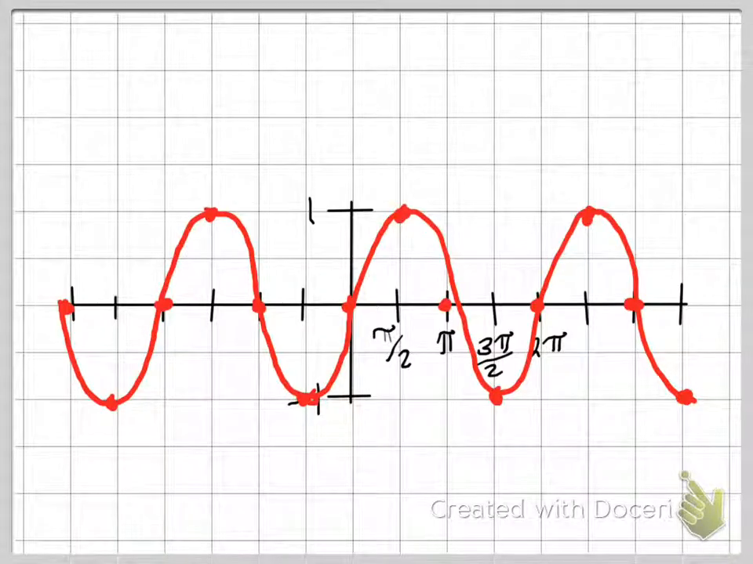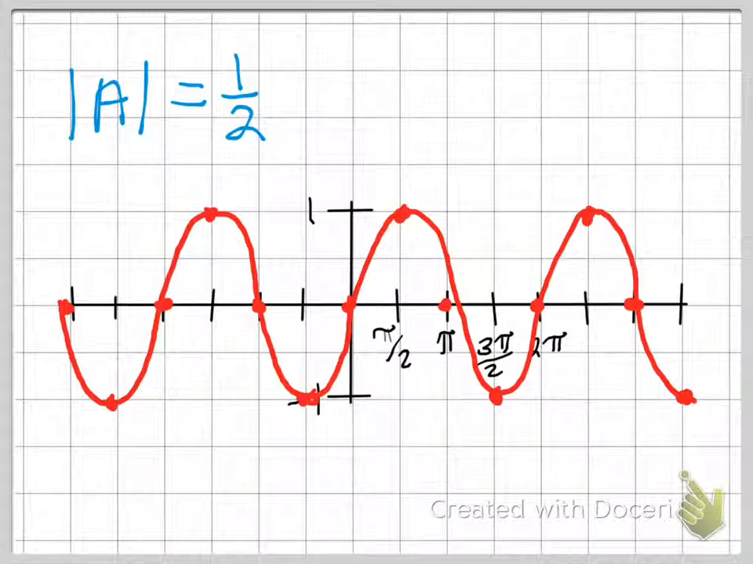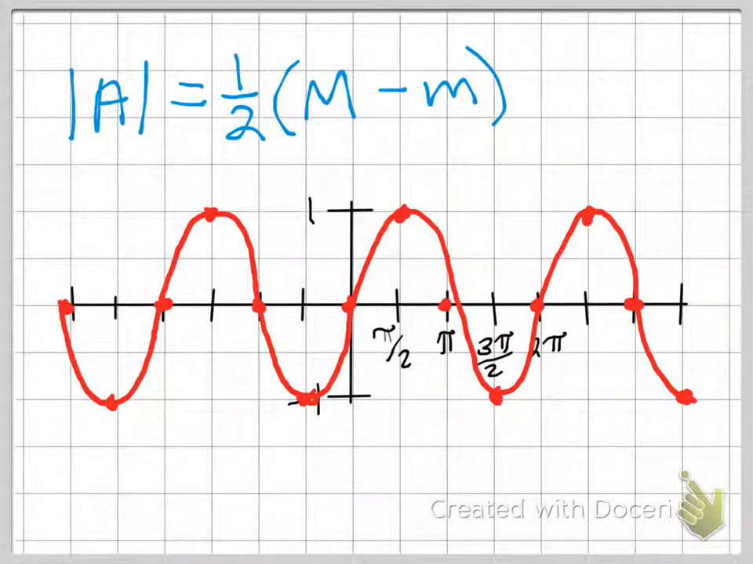So let's get started. I've already plotted sine of x, and I want to talk about amplitude. We find the graph's amplitude, which is denoted like this, as taking 1/2 of the maximum of the graph and subtracting it from the lowest part of the graph, or the minimum.